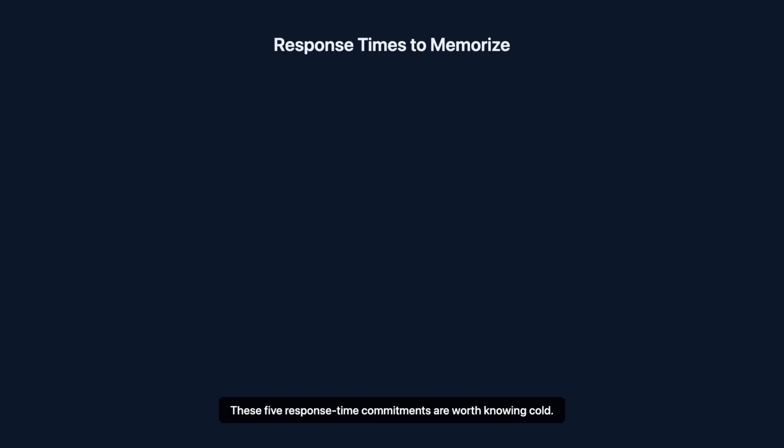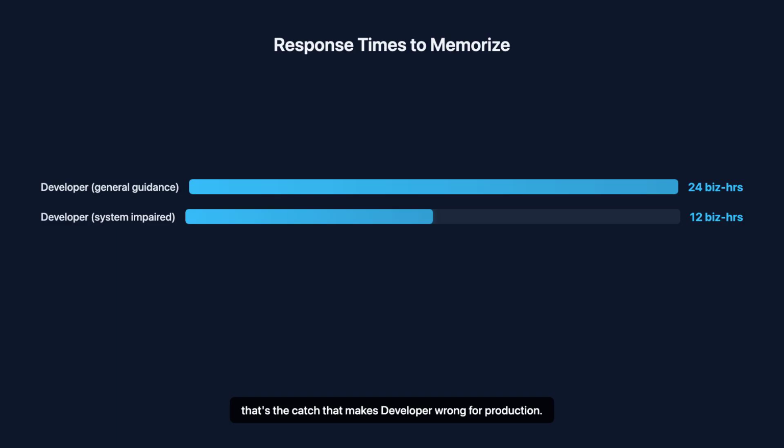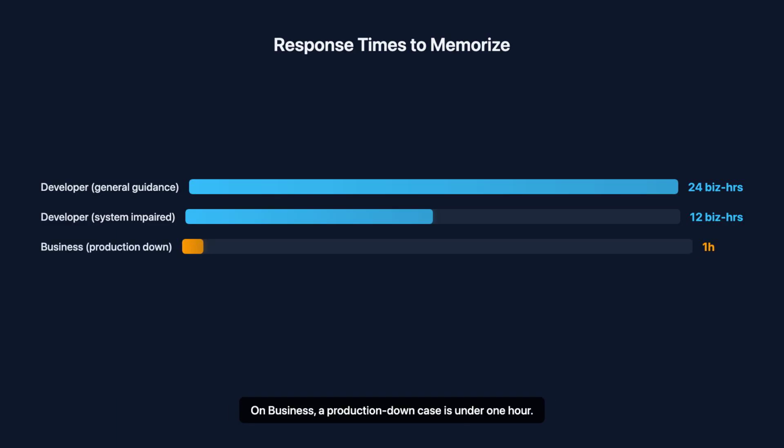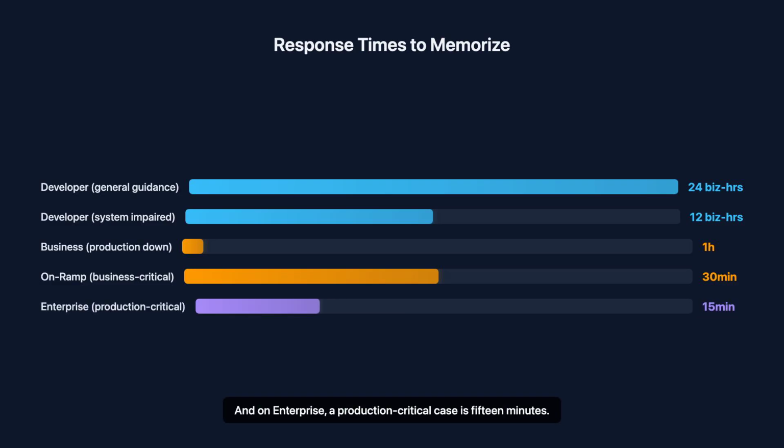These 5 response time commitments are worth knowing cold. On developer, general guidance is under 24 business hours, and a system-impaired case is under 12 business hours. Notice those are business hours, not clock hours. That's the catch that makes developer wrong for production. On business, a production down case is under 1 hour. On enterprise on-ramp, a business critical case is 30 minutes, and on enterprise, a production critical case is 15 minutes. Watch how the urgency tightens as you climb. 24 business hours, 12 business hours, 1 hour, 30 minutes, 15 minutes. Recite those 5 numbers in order, and the response time picture is locked in.